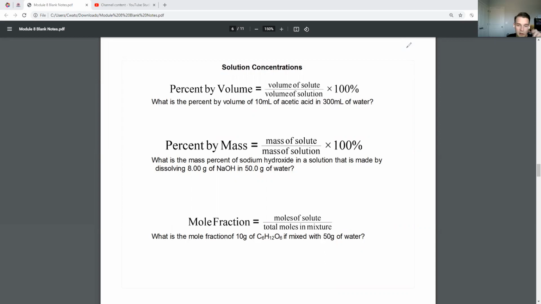So what is the percent of volume of 10 milliliters of acetic acid and 300 milliliters of water? Okay. So my volume of the solute in this case would be the 10 milliliters of the acetic acid. I'm going to divide that by 310 milliliters. Okay, volumes are additive. If I add 10 milliliters to 300 milliliters, it's going to give me 310 milliliters. Hopefully that makes sense to you. Multiply it by 100, and if you follow your sig figs, it gives you 3%.